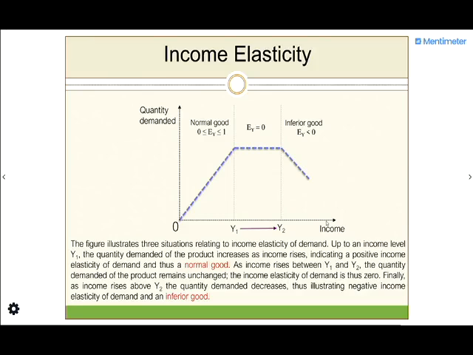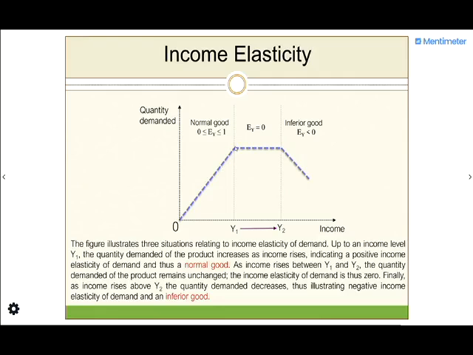Notice this. Pick a product. As our income rises from 0, as you're a student, you may earn no income. You may rely on your parents' savings or parents' income. But as you earn more income, you demand this product in high quantities. So there's a positively sloping line here showing your demand for a product. As your income rises, demand for that product goes up.